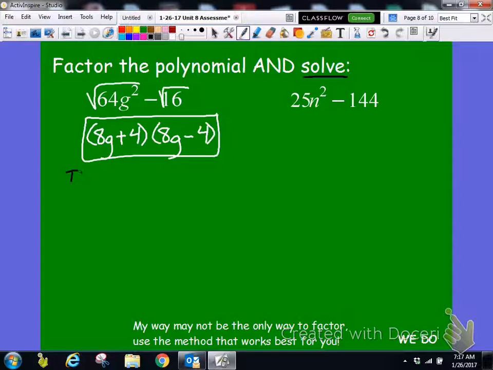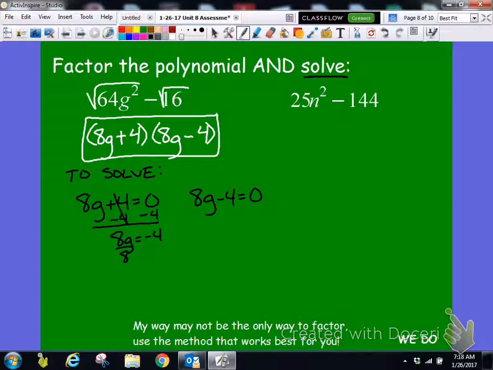Now, luckily for us, it also asks us to solve. So to solve, if you didn't guess it, you ought to know, I take each factor, 8g plus 4, and set it equal to 0, and 8g minus 4 equals 0. And I solve it. Subtract 4 from both sides. 8g equals negative 4. And divide by 8. So g equals negative 1/2.